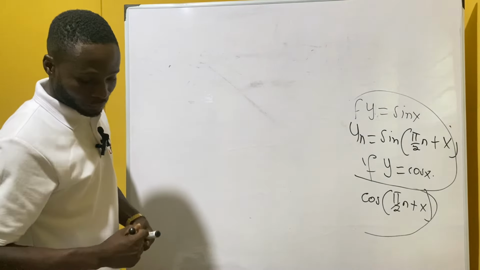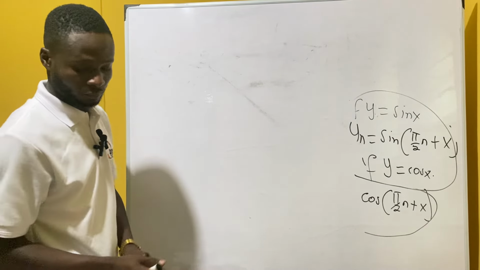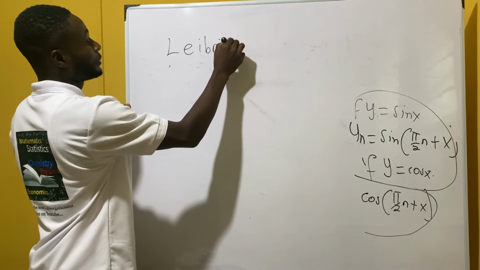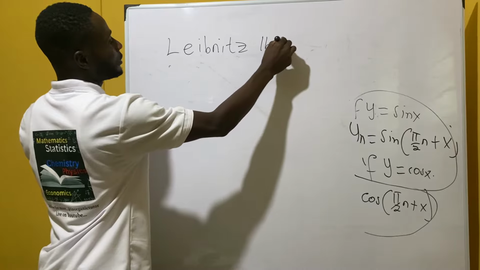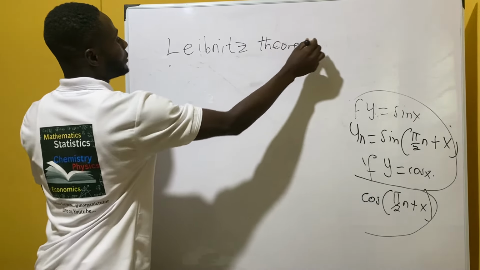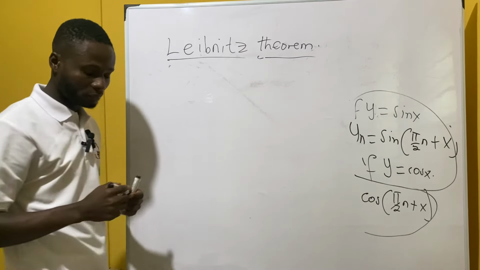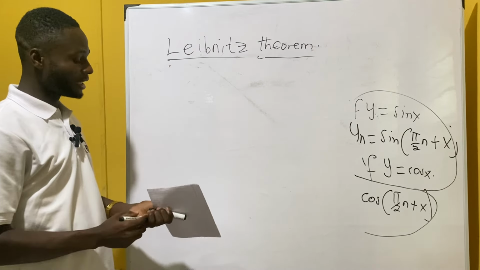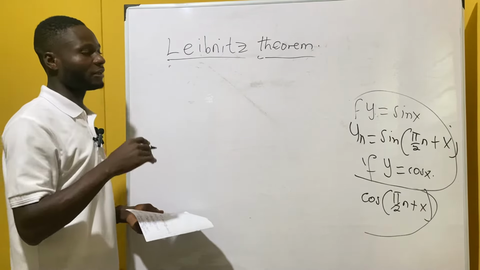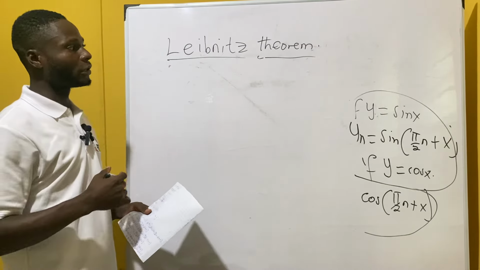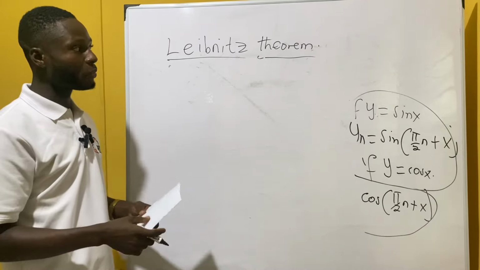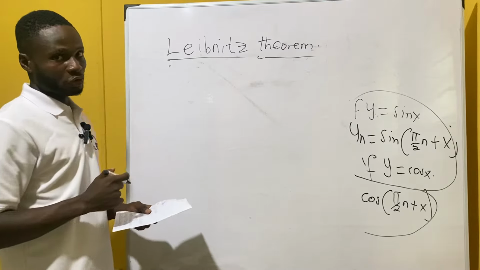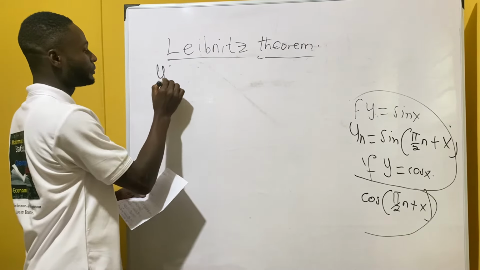Right, so Leibniz theorem. We all know the theorem. The theorem is just a formula that you have to apply. The next time we will look at how the theorem came about. But right now we are going to focus on how we can do computations on one problem of the Leibniz theorem. Right, so this is the theorem.